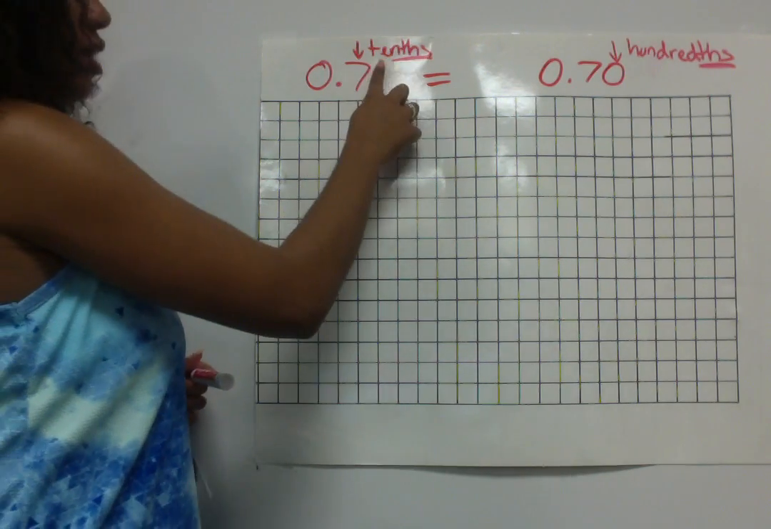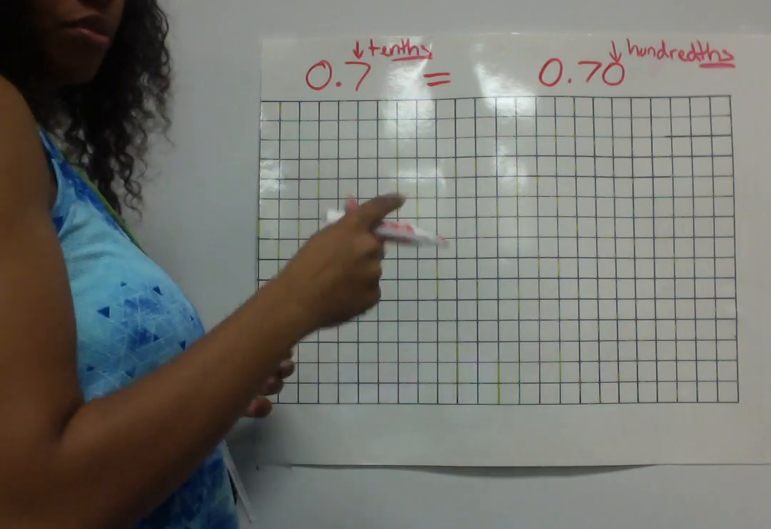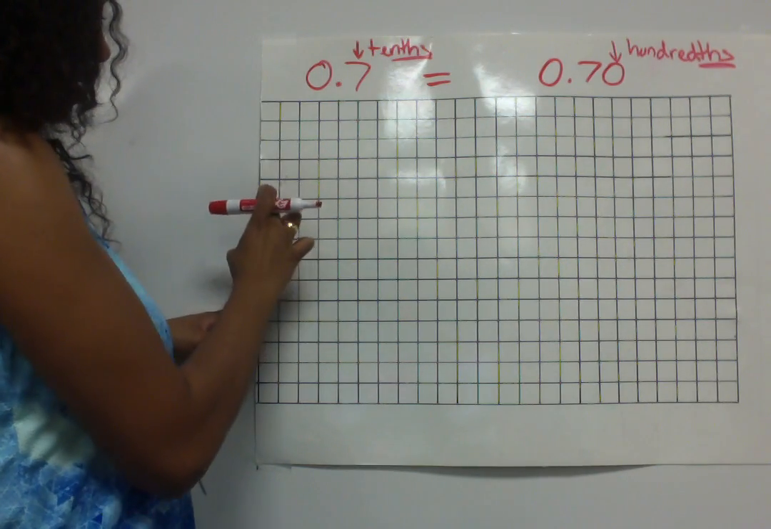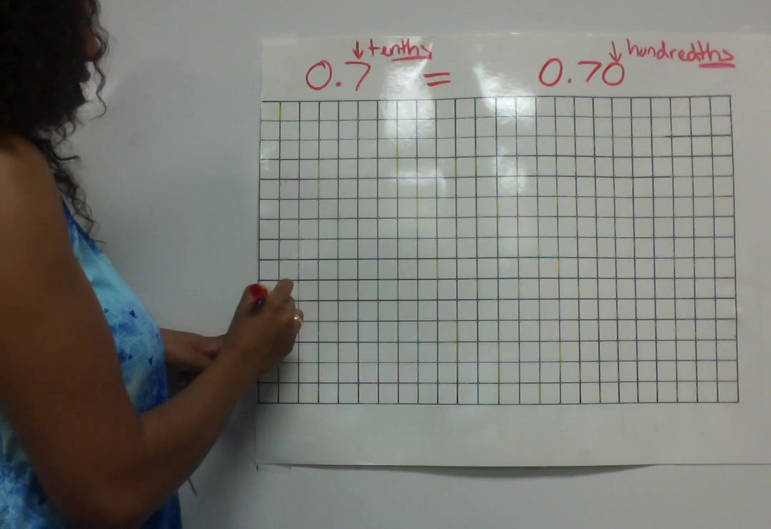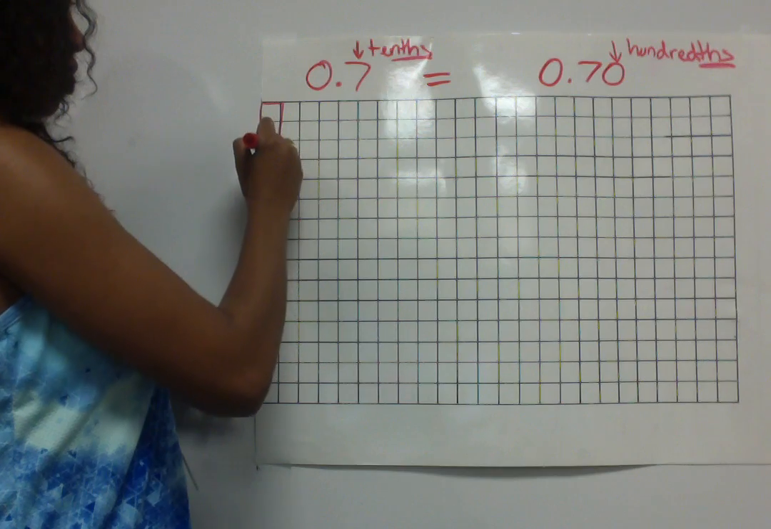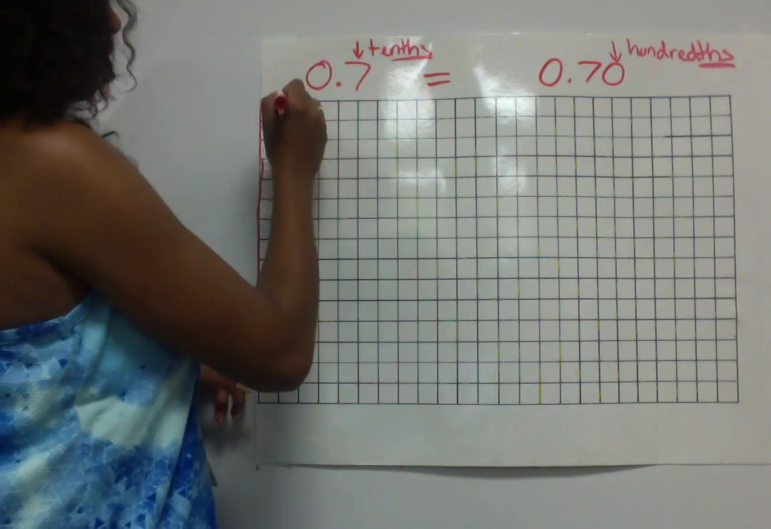Now, if I'm looking at tenths, I know I'm talking about the sticks when we're talking about base 10 blocks. So let me count. 1, 2, 3, 4, 5, 6, 7, 8, 9, 10. Oh, my finger was perfect. So that means this whole stick is 1. And I'm going to shade in 7 of them.